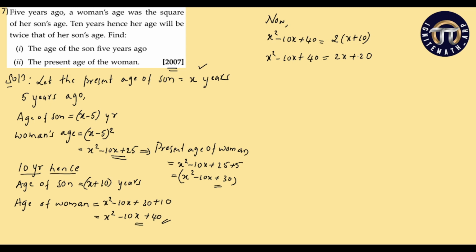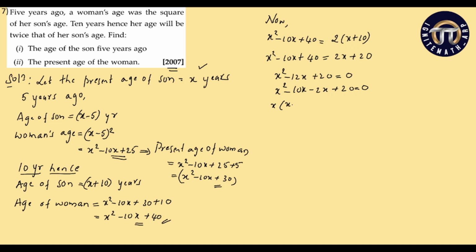Clear, children? So bring it to the standard form. When I bring it to the standard form, it is going to be x square minus 12x plus 20 is equal to 0. Because what I am writing here is x square, this minus 10x is over there, so I'll take minus 10x minus 2x, 12x, plus 40 is here. When I take this 20 to the other side, it becomes minus 20. Now I need to factorize it by splitting up the middle term: x square minus 10x minus 2x plus 20 is equal to 0. Clear, children?